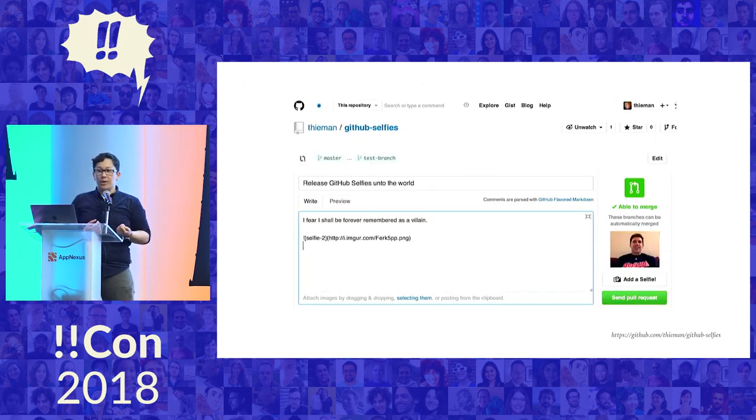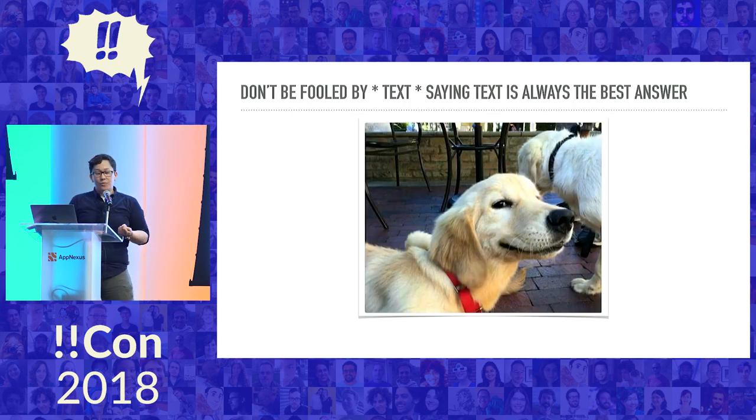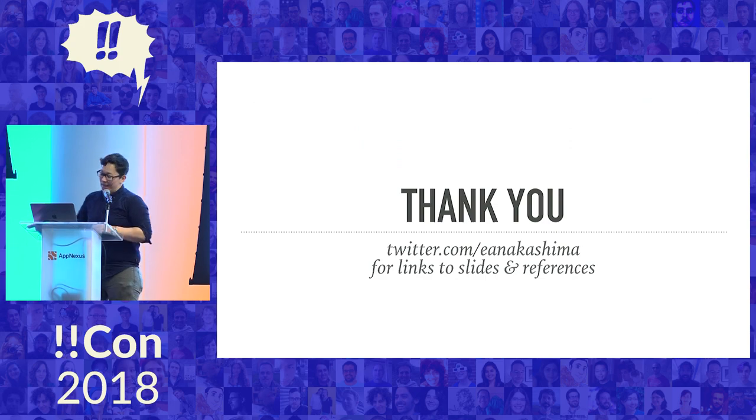The very last example I want to leave you with is not DataViz at all. This is a project called GitHub Selfies. It's a browser extension that reminds you to add a selfie of yourself whenever you submit a PR. So yeah, I love this. It's like, take something text-based that can feel a little impersonal, put a reminder of your humanity right in the middle of it, and see if it changes the way you think about contributing. So takeaway, notice and experiment. And don't be fooled by text trying to tell you that text is always the best answer.